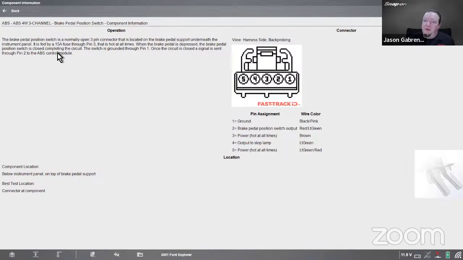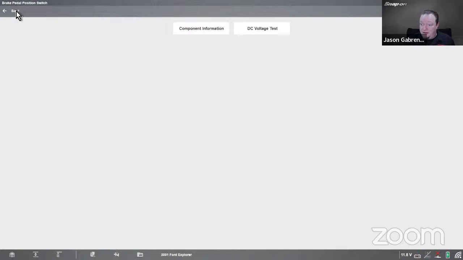When the brake pedal is depressed, the brake pedal position switch is closed, completing the circuit. The switch is grounded through pin 1. Once the circuit is closed, the signal is sent through pin 2 to the ABS control module. So it does send a signal to the ABS control module, and it turns on the stop lights.